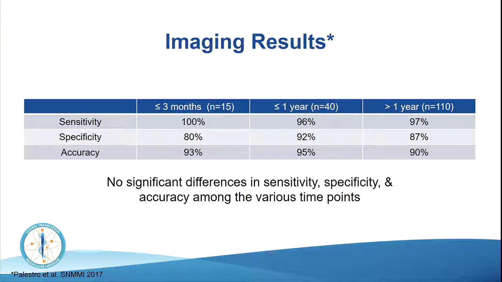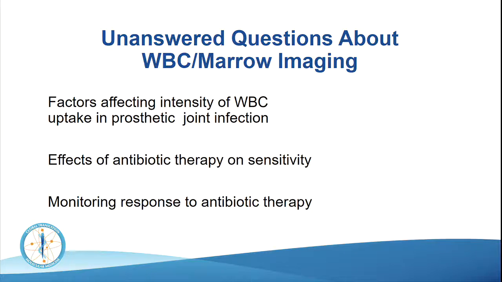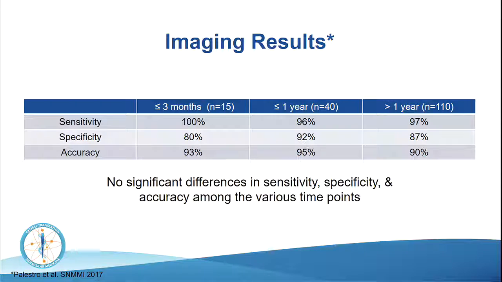But when we look at the results of white cell marrow imaging, we can see that within those joint replacements 3 months old or less, there was 100% sensitivity, 80% specificity, and 93% accuracy. Those 40 in total, including these 15, again had equally good results, with high sensitivity and specificity, and compared very favorably with the devices that were more than 1 year old. So based on this, we can conclude that labeled leukocyte marrow imaging is useful during that first year following implantation of the arthroplasty.